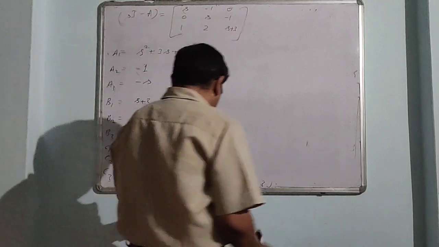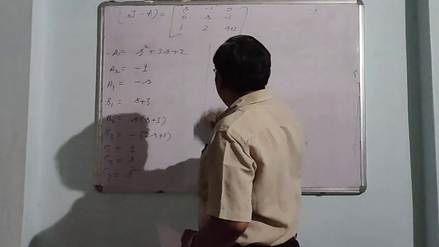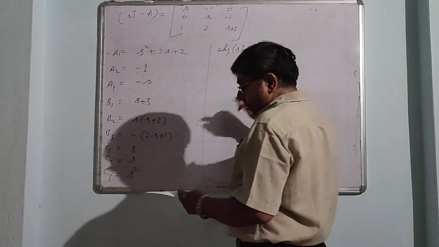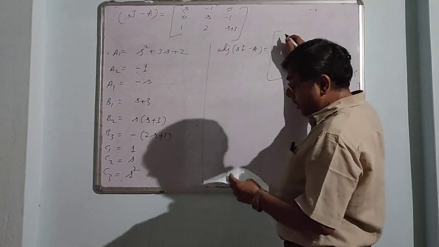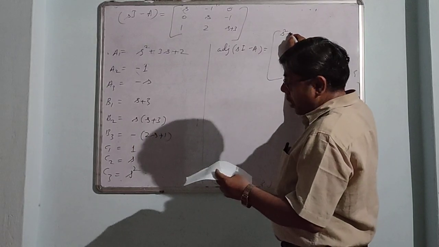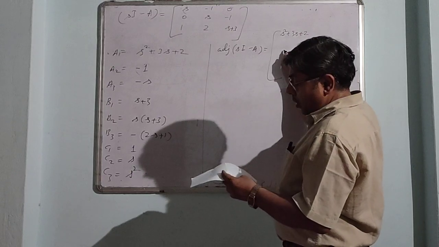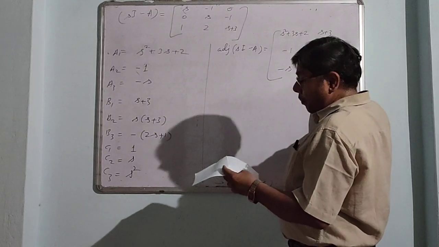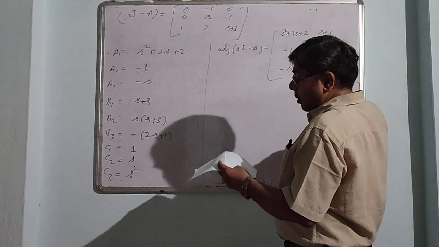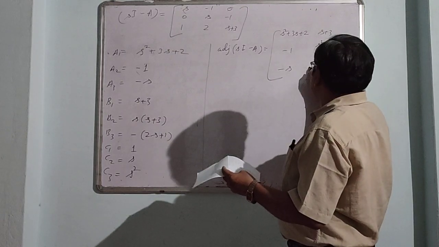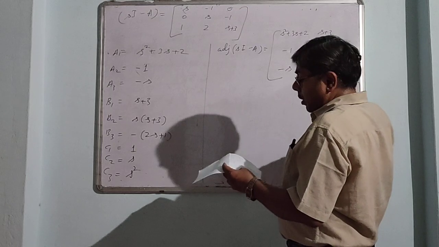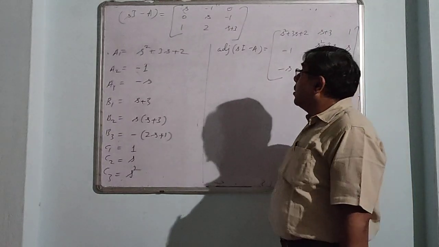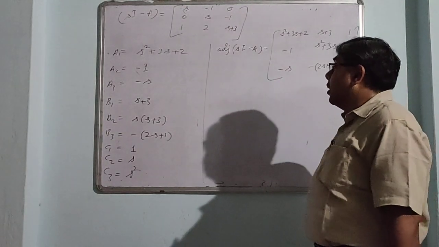And adjoint, so we can write adjoint of this. After transposing, you can write here a matrix. This is s square plus 3s plus 2, minus 1, minus s. So all these values: s plus 3, s square plus 3s, this is minus 2s plus 1, this is 1 and s square. So this is the adjoint of this SI minus A.